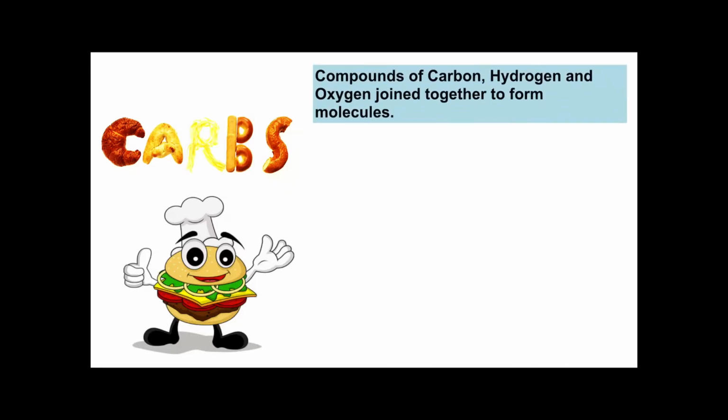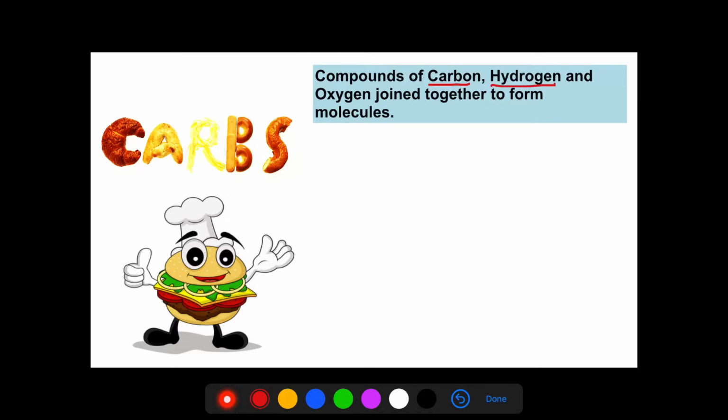Let us have the basics of carbohydrates. So carbs or carbohydrates are compounds of carbon, hydrogen, and oxygen joined together to form a molecule. Thus, we have this shortcut CHO, which stands for carbohydrates. And also, take note of this one. For our proteins, we have nitrogen, which is not found in carbohydrates. So that is one thing that mainly differentiates protein from carbohydrates.